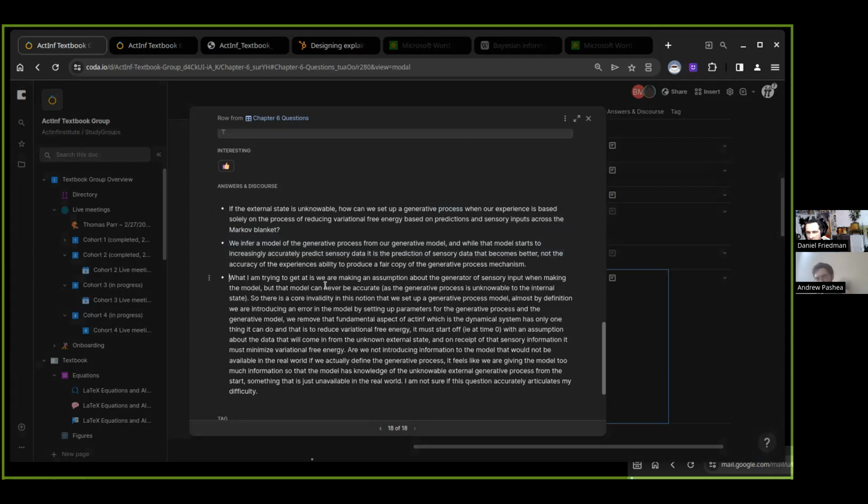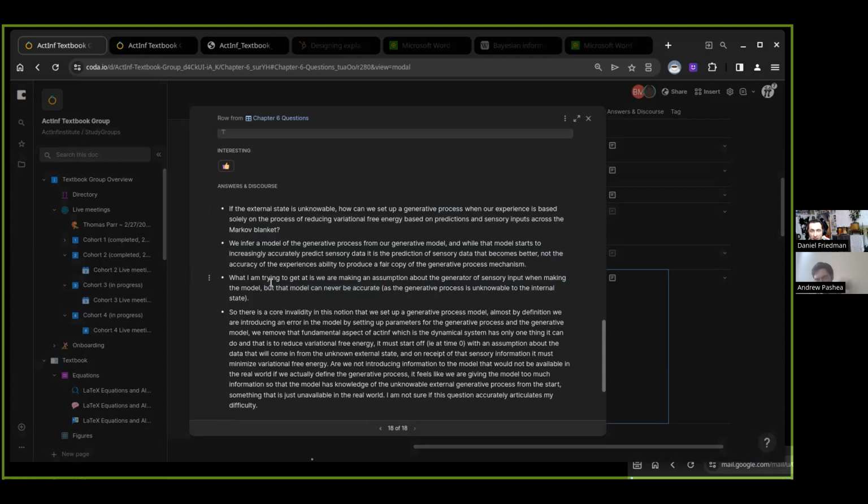What I'm trying to get at here is we are making an assumption about the generator of sensory input when making the model. Yes. But that model can never be accurate. Well, it absolutely can be accurate. It's never going to be a one-to-one map is the territory, but of course it can be accurate. We don't need to have an atomic simulation of the sun to have a generative process of how many photons are going to hit my window tomorrow at 7 a.m.